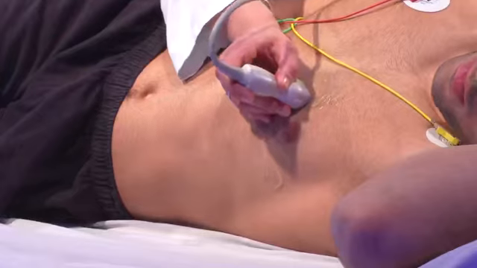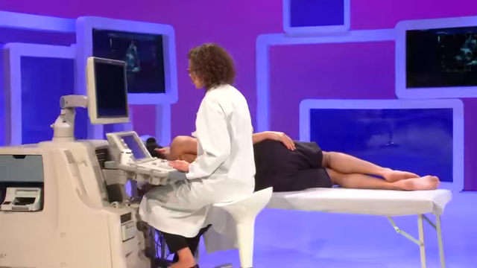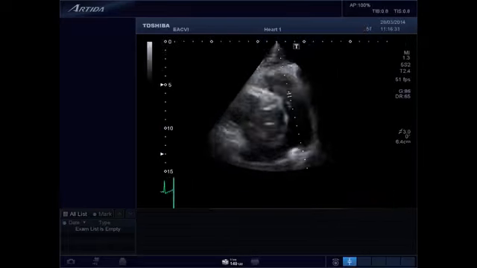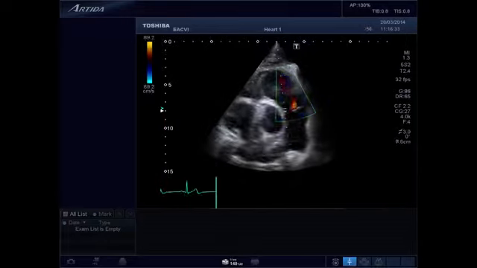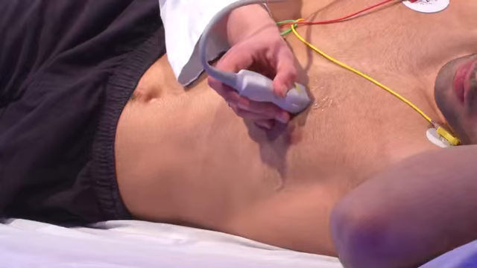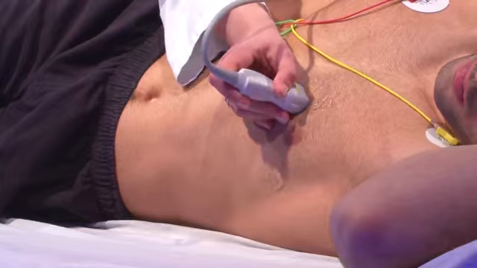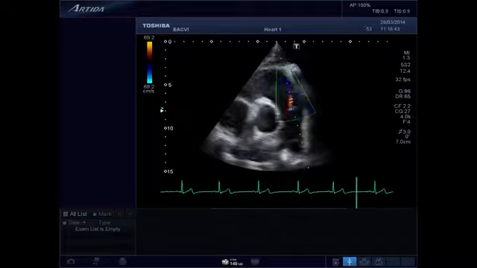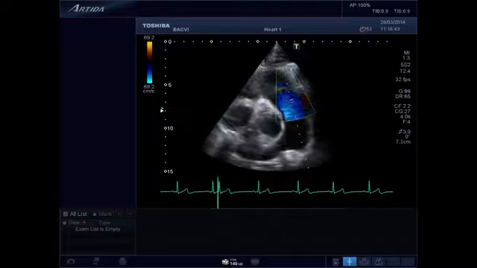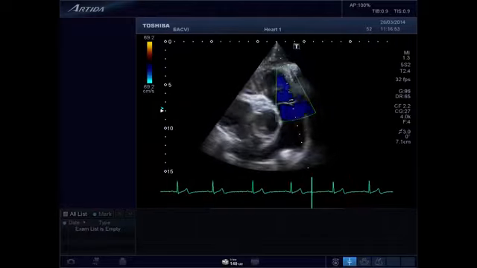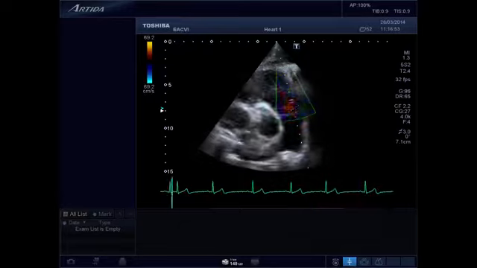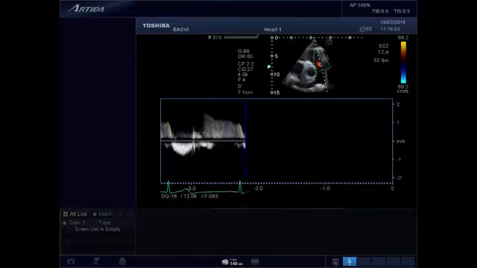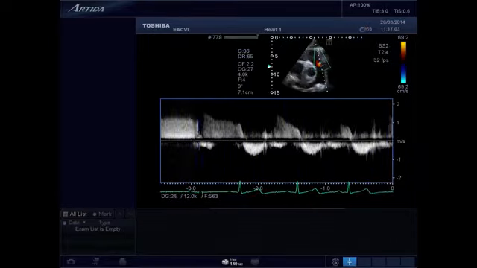So now I will go back and I will try to acquire a continuous Doppler on the valve. So I will try to position. The important thing when you are using Doppler is always to be parallel to the flow that you want to assess. So here I will try to record this pulmonary regurgitation. So I try to be as parallel as possible. And then I will start the continuous Doppler.